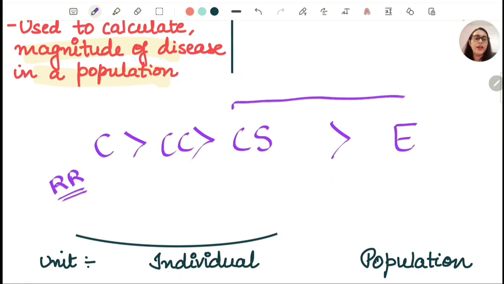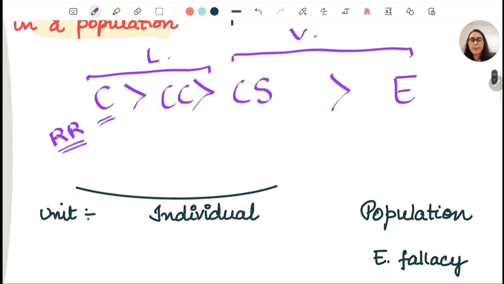Now cross-sectional and ecological are vertical studies or non-longitudinal studies. Cohort and case control are longitudinal studies. So cohort study is the forward study, case control is the backward study, and cohort study is better than the case control study, hence relative risk is better than the odds ratio.